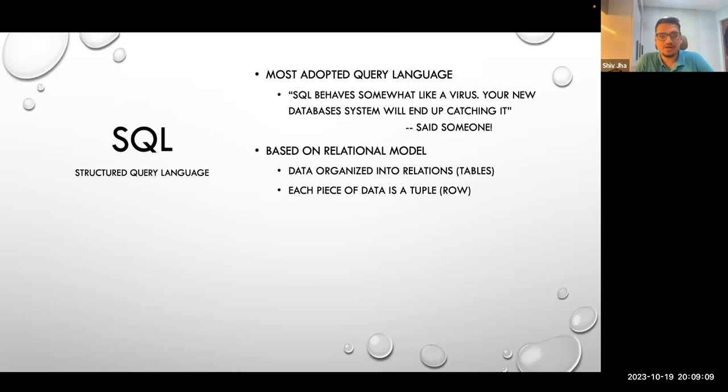If you typically look at SQL from the conventional point of view, its connotation is related to relational database models, where data is organized into different tables. You also call them relations, and each piece of data is a row in the database.